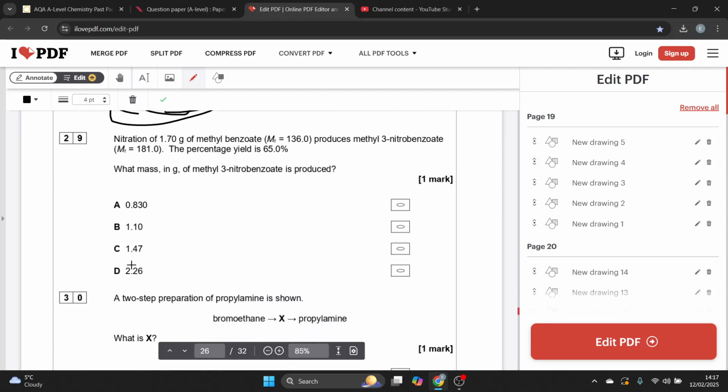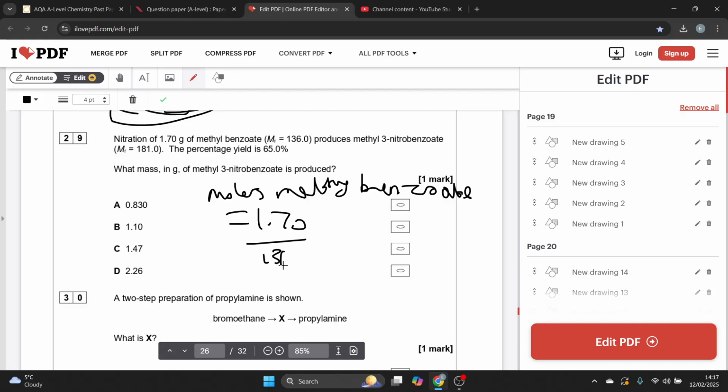Question 29. What mass in grams of methyl 3-nitrobenzoate is produced? I know that nitration of this much of methyl benzoate produces this much of that, with a percentage yield. So first things first, find out the moles of methyl benzoate. It's just going to be 1.70 over the Mr, 136.